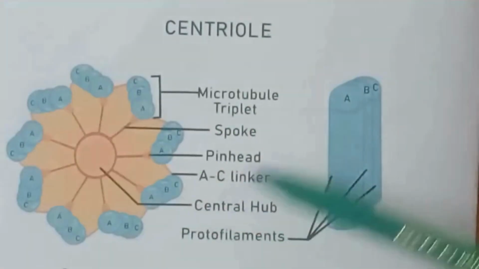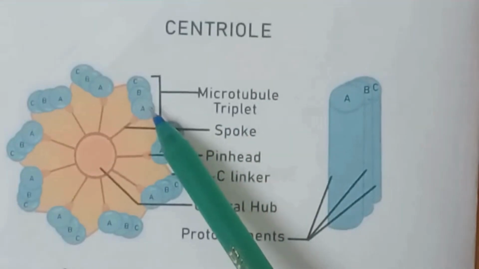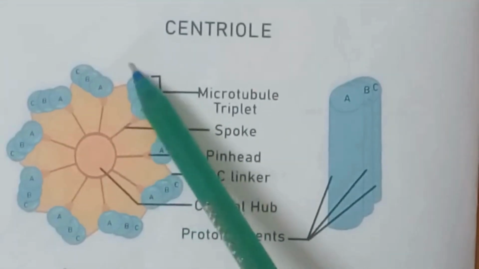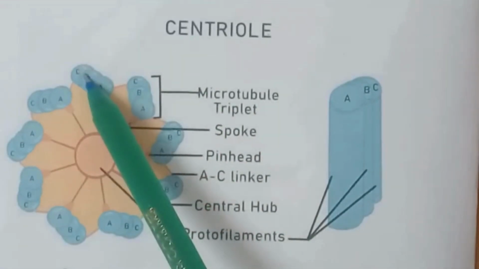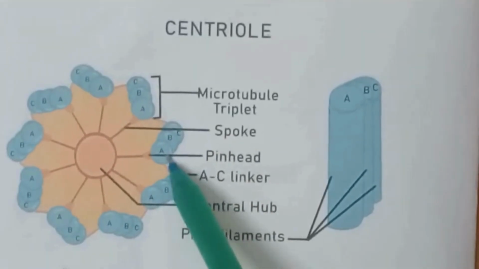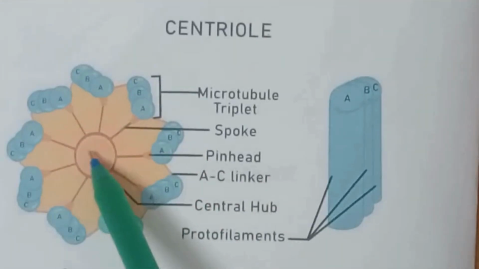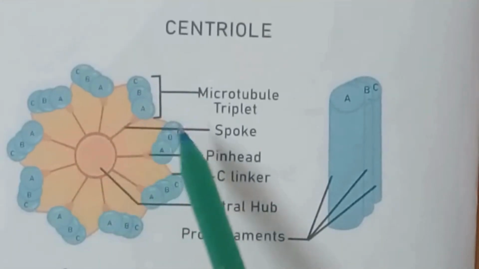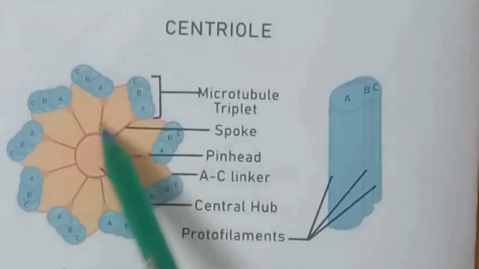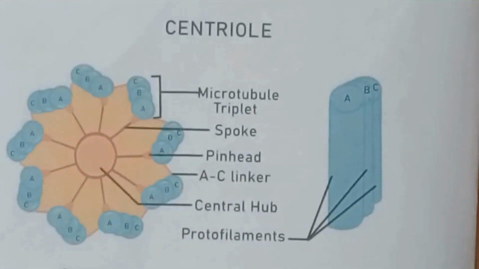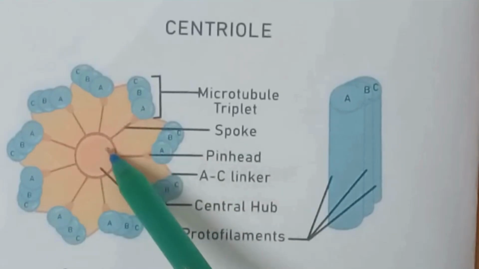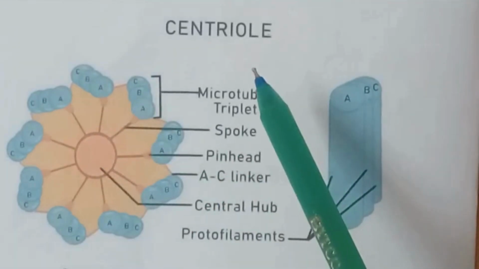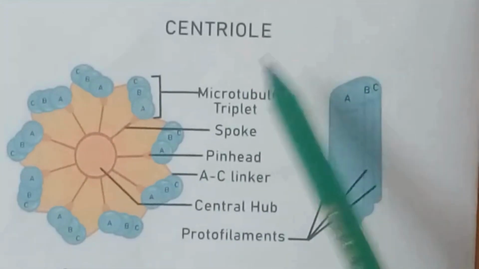Coming to the structure of the centriole, it has 9 evenly spaced peripheral fibrils, known as triplet fibrils, made up of tubulin protein, and these triplets are linked with adjacent triplets with the help of A-C linkers. It also has a central proteinaceous hub which is connected to these triplets with the help of radial spokes. These centrioles form the basal body of cilia and flagella, and give rise to the spindle apparatus during cell division.